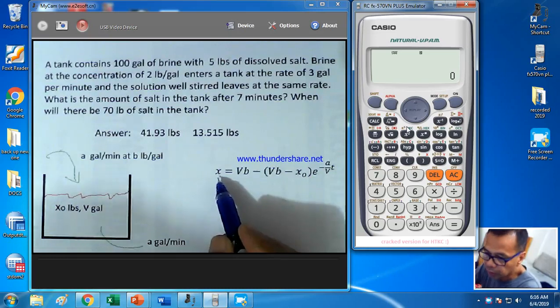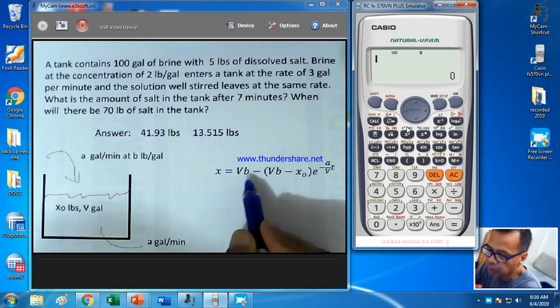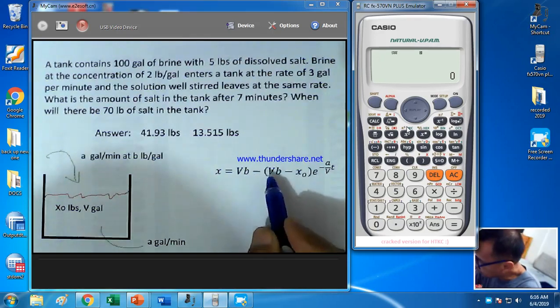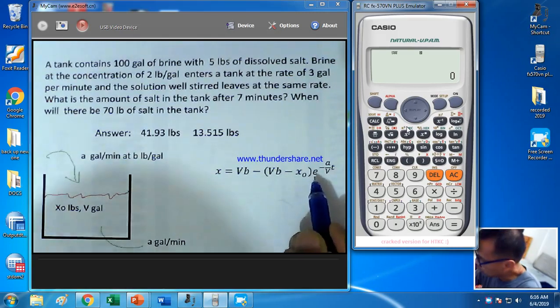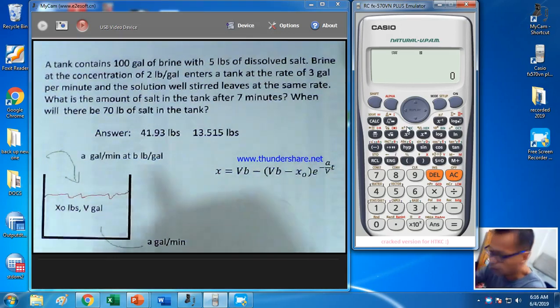If x is the amount of salt remaining at any time, then x is represented by Vb. Notice that the initial volume is just multiplied by the concentration, that is what is coming in, and then subtracted by, again this is Vb minus the initial amount, times e to the minus a, where a is the amount that is entering or leaving, divided by V, times t.